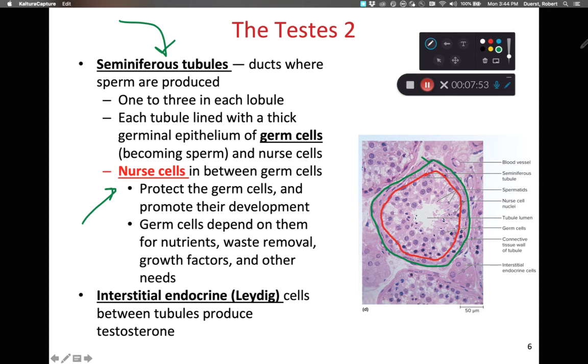We also are going to see clusters of cells in between the seminiferous tubules. Those clusters of cells have been recently renamed the interstitial endocrine cells. But if you're a little crustier like me, you had to learn Leydig cells for that specific cluster of cells in between seminiferous tubules. The Leydig cells are primarily the cell type responsible for producing testosterone within the male testes.